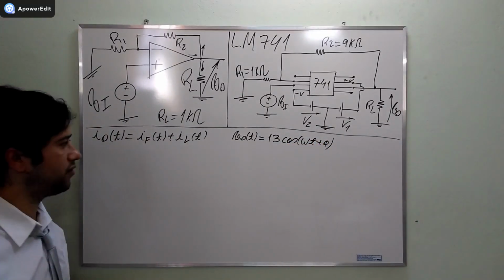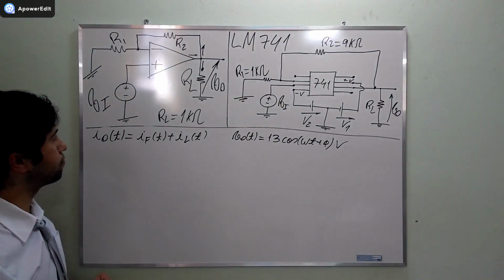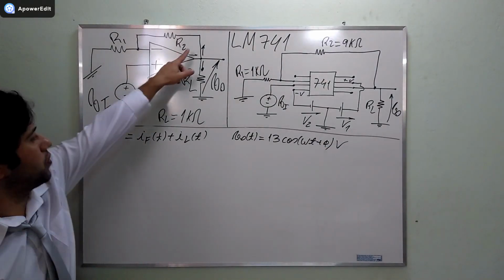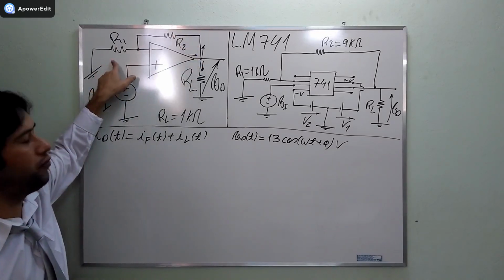Okay? Are you guys understanding? Then let's calculate this current first. The current of the feedback loop.